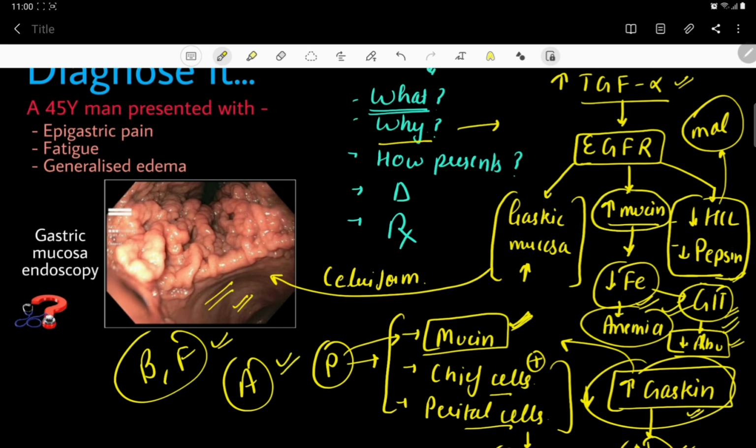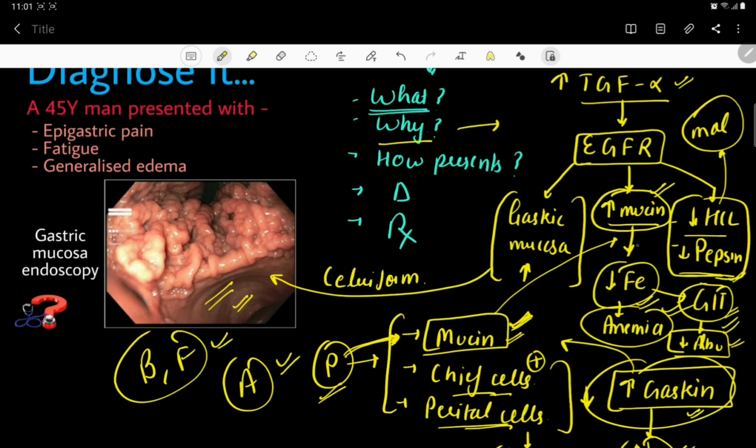The next thing is the increase in mucin production. As I explained here, the same progenitor cells lead to the production of mucin-producing cells, chief cells and parietal cells. And this transforming growth factor basically shifts more of these progenitor cells to the production of mucin-producing cells. That leads to an increase in mucin production, and so fewer cells are available for the production of chief cells and parietal cells. That leads to a decrease in HCl and pepsin production.